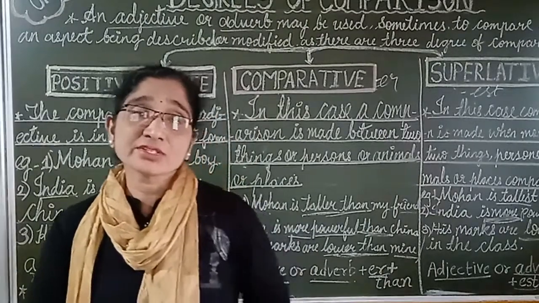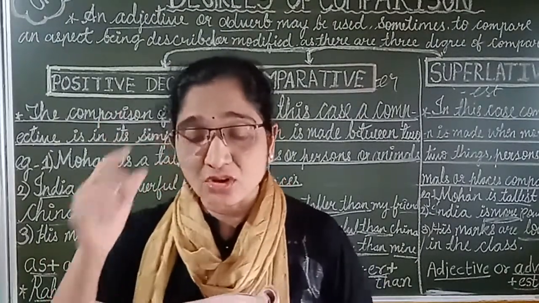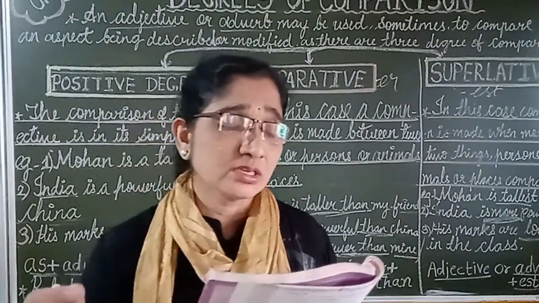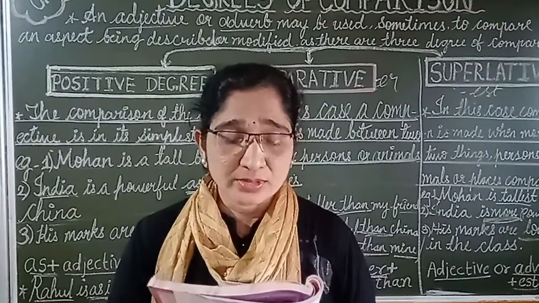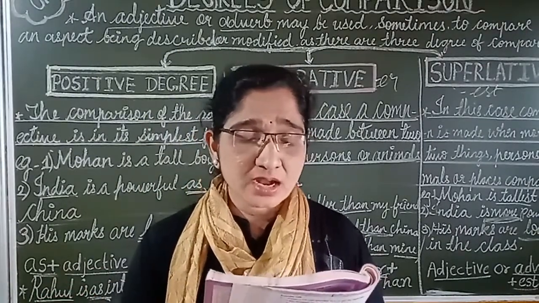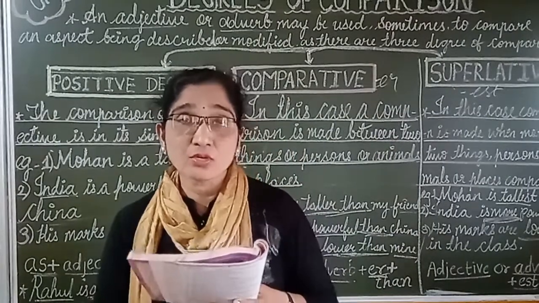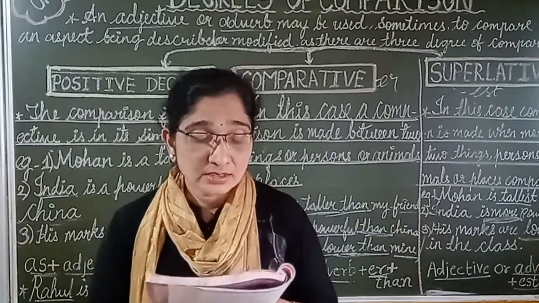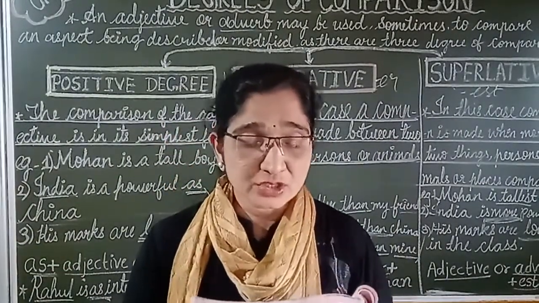Strong, stronger, strongest. For example, we can use that: strong, stronger, strongest. Positive is strong, comparative is stronger, and superlative is strongest. Bold, bolder, boldest. Large, larger, largest. Beautiful, more beautiful, most beautiful. And prompt, less prompt, least prompt.